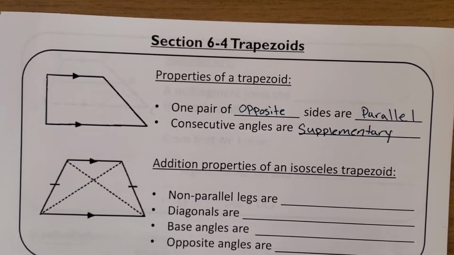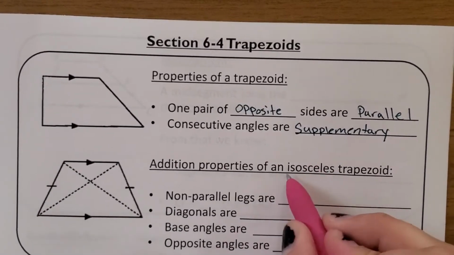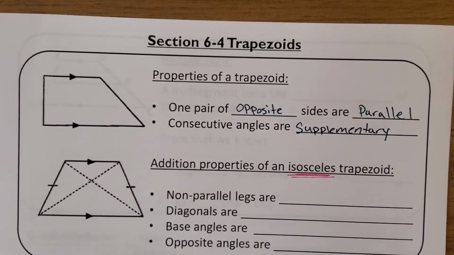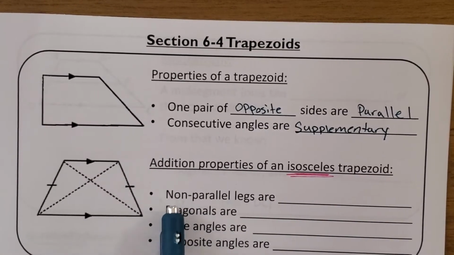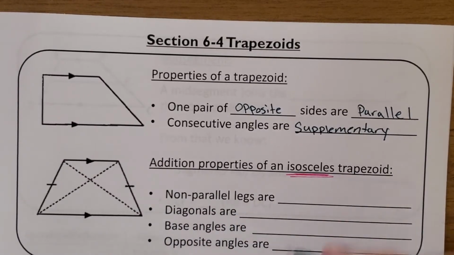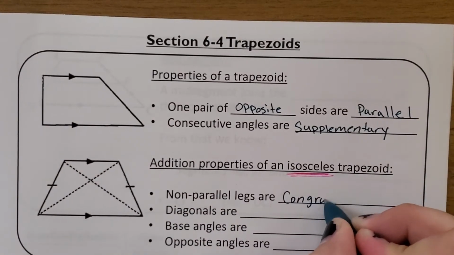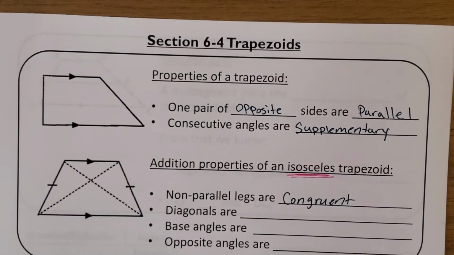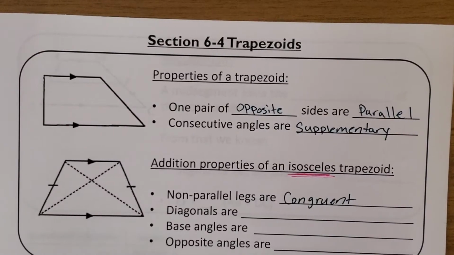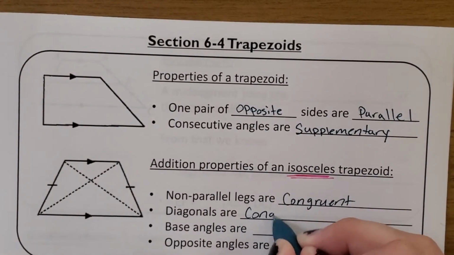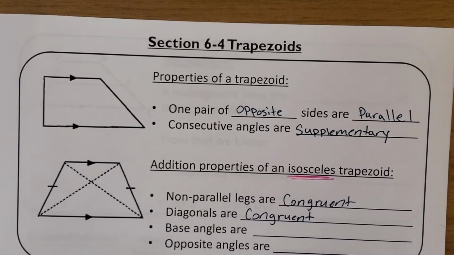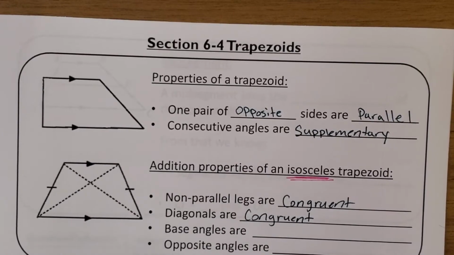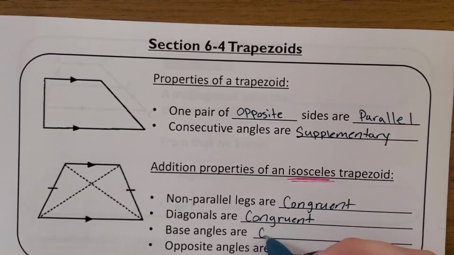Well, we also have something special called the isosceles trapezoid, which, just like with an isosceles triangle, means two sides are equal. So what's going to happen is that the non-parallel legs are congruent to each other. You can see that over here in this trapezoid. The left and the right side happen to be congruent legs. What's also going to happen is the diagonals are going to end up being congruent to each other. So this diagonal and this diagonal are going to be congruent. The base angles are going to be congruent to each other.